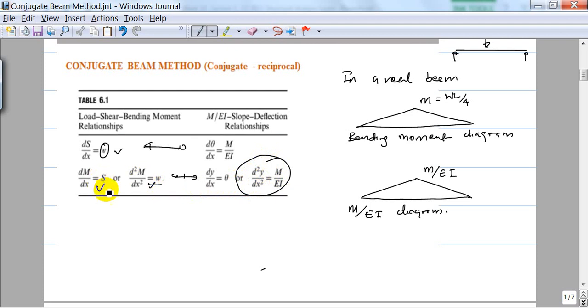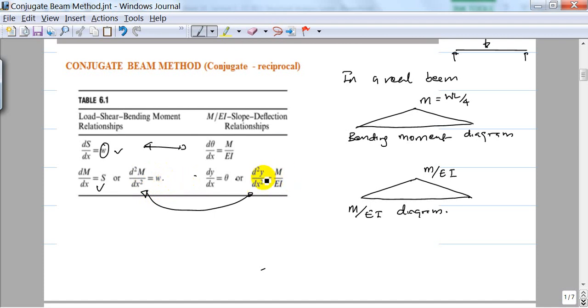So here you can see that the second derivative of the bending moment gets you the load, and here the second derivative of the deflection gets you the M over EI diagram. So if I compare these two, what I learn is that if you apply an actual load on a real beam, and if you derive an equation for the bending moment diagram, then the second derivative of that bending moment equation gives you the load.